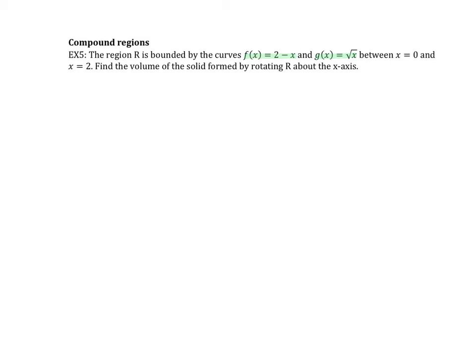I'm going to be looking at x values from 0 to 2. Find the volume of the solid formed by rotating about the x-axis. Since I'm rotating about the x-axis, this tells me that my integral will probably be with respect to x. So let's look at what this region looks like. 2 minus x, that's going to be a line. When we're at x equals 2, it's going to be a line that does this. And then g of x is the square root of x.